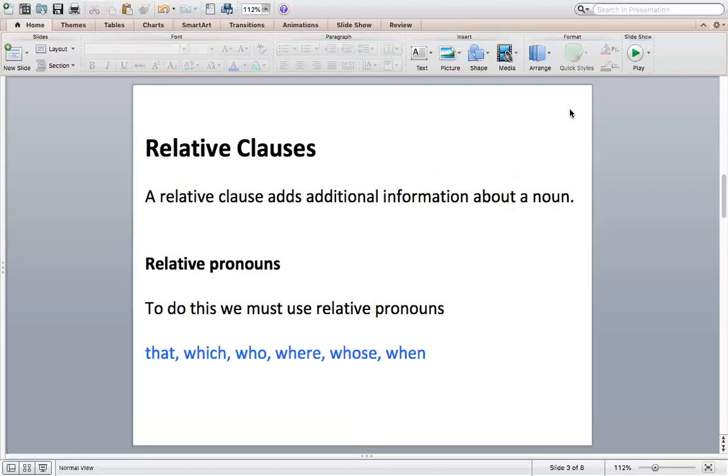Okay, so let's talk about relative clauses then. A relative clause adds additional information about a noun. It's a type of subordinate clause, so we're adding it to our sentences to give more information. The word relative, if you look at the root word relate, it links to something. So the relative clause will always link to the noun. A relative clause also uses a relative pronoun. Relative pronouns are most commonly the WH words, but we also have that. So that, which, who, where, whose, and when.